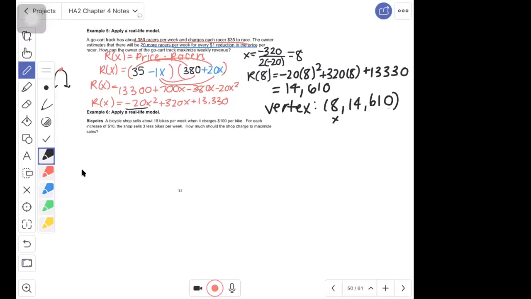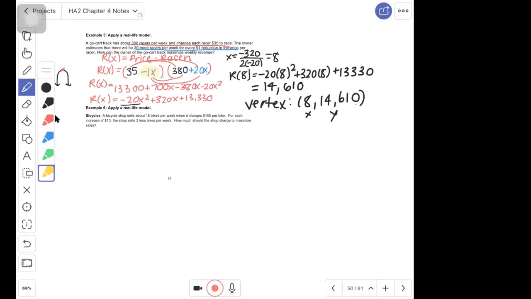So this is our x and this is our y. We are subtracting the price right here by 1x. So how much do we have to reduce the price by? Helene, how much do we have to reduce the price by? What is our x and our vertex?